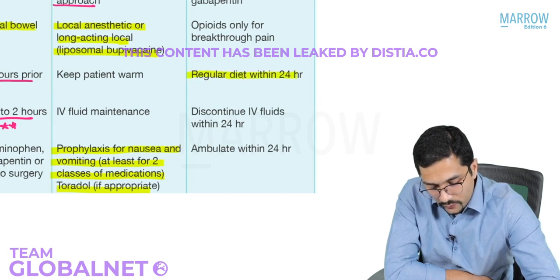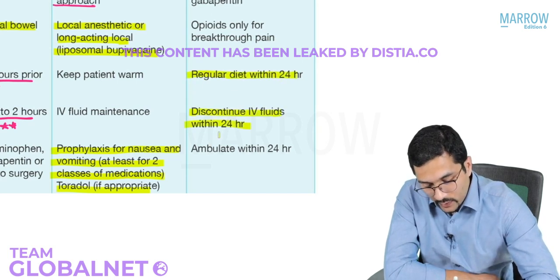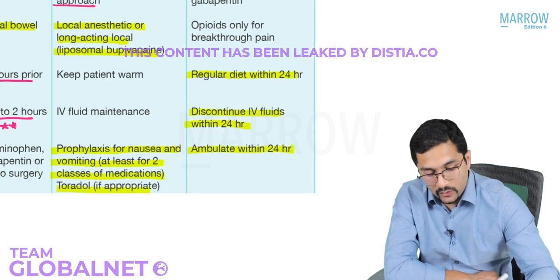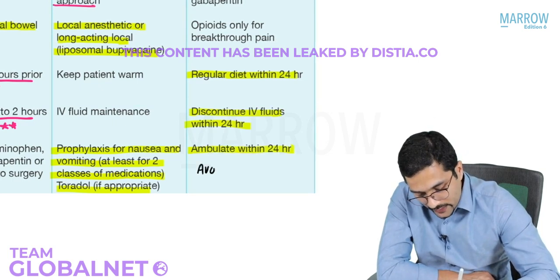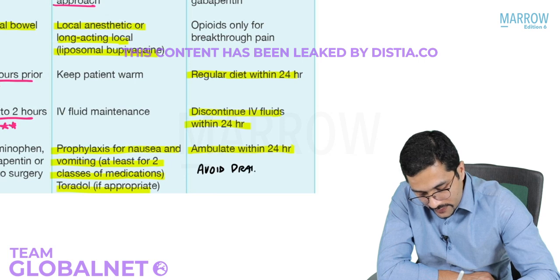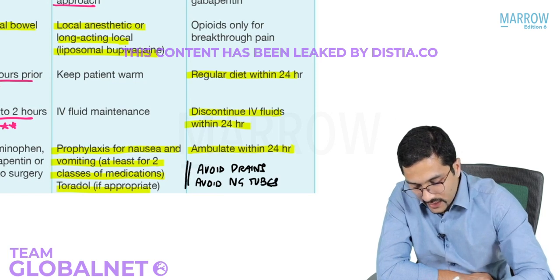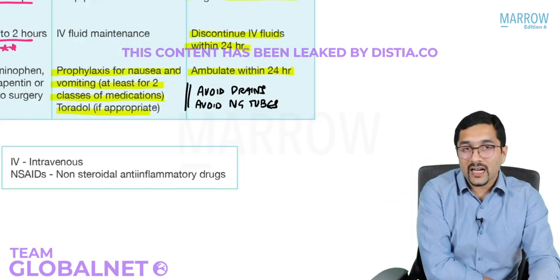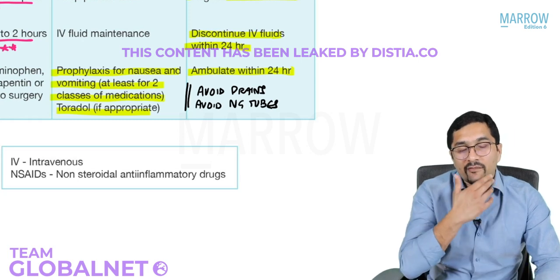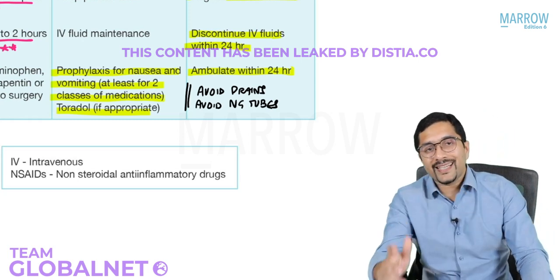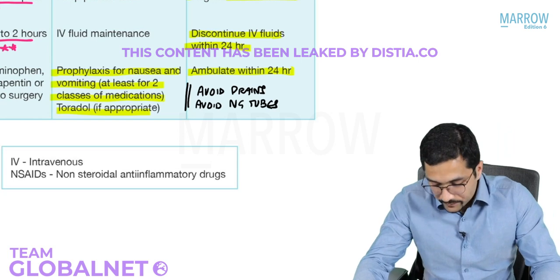Regular diet within 24 hours. We discontinue IV fluids within 24 hours. Ambulate within 24 hours. We avoid drains, right? Avoid drains. Avoid nasogastric tubes wherever possible. So all these are criteria which are known as ERAS criteria, and there have been questions which have been asked regarding the ERAS protocols as well.